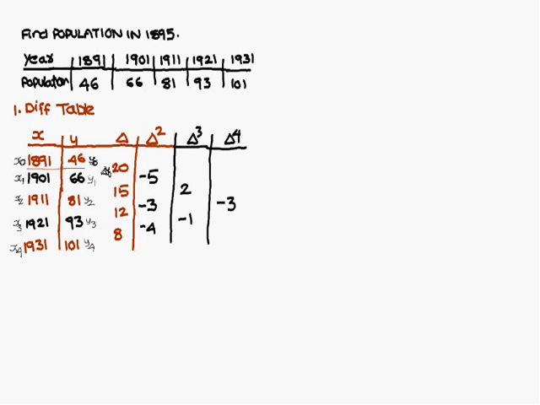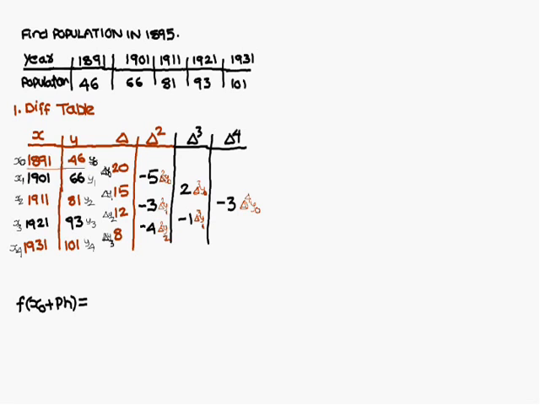Next one is delta y naught. This column is the first difference, therefore delta y naught. Next one delta y1, y2, y3. Next one delta square y naught, delta square y1, delta square y2. Similarly delta cube y naught, delta cube y1. Next one delta power 4 y naught. So this is the naming of the values.